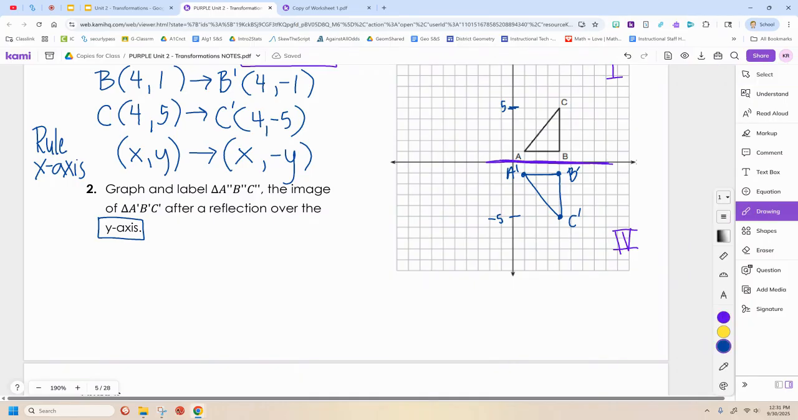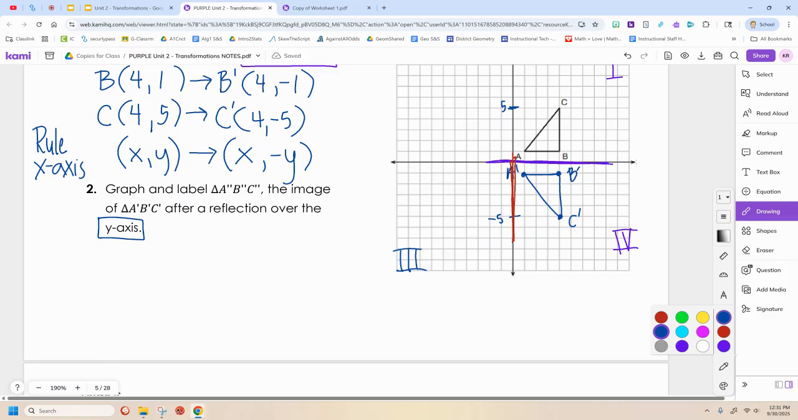And so if we're going over the y-axis, and once again, this is where a highlighter or some sort of marker can help you, I am going to be highlighting or reflecting right here over this line. I'm not worried about the y-axis up above, right? Who cares about that? Only worried about the y-axis right here. So it's going from quadrant 4 over into quadrant 3, Roman numeral 3.